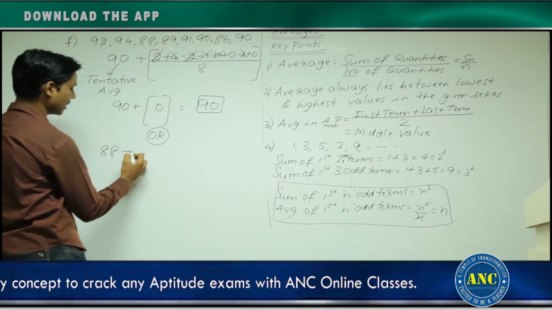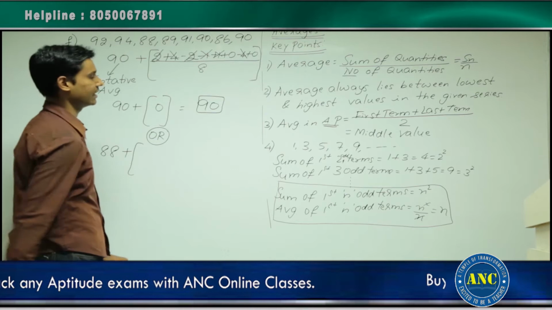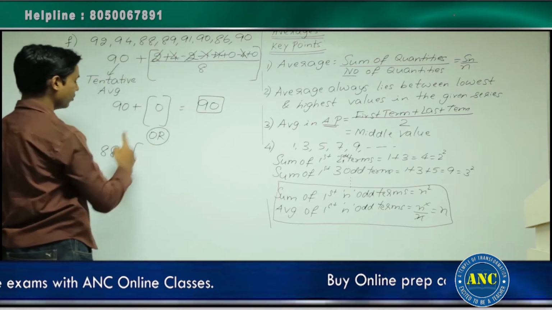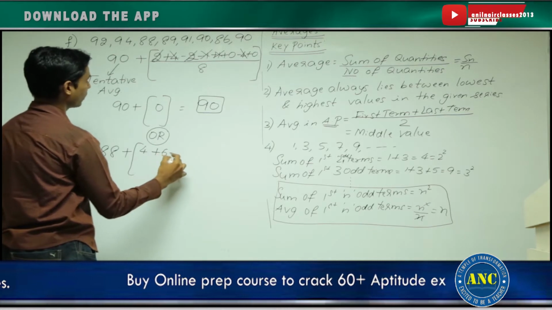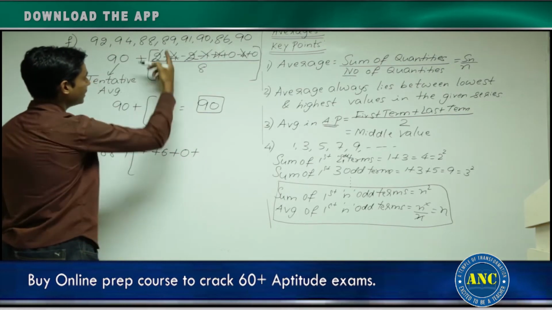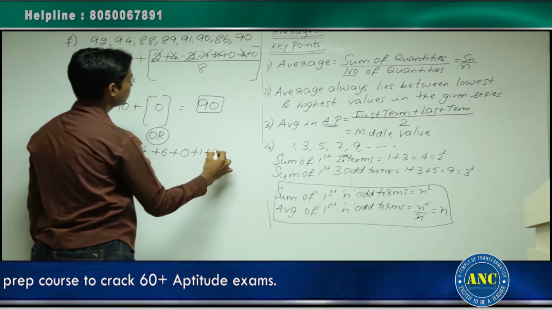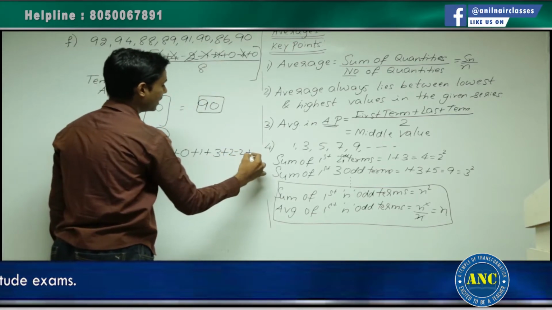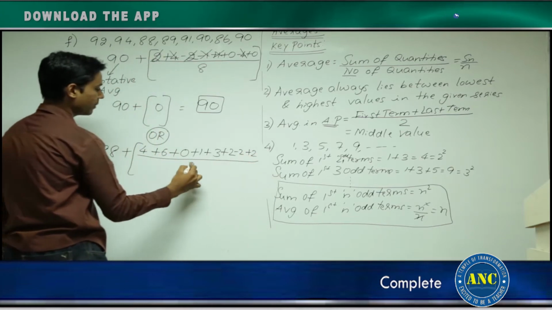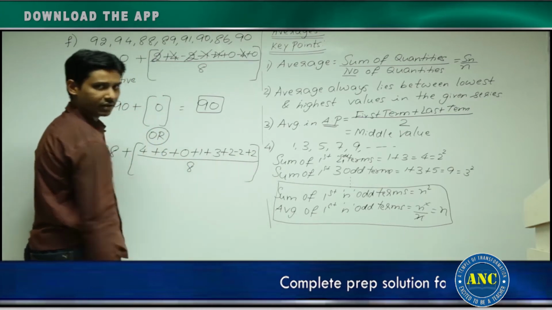Suppose if I assume the tentative average as 88, just compare each and every value with 88. 92 is 4 more than 88. 94 is 6 more. 88 is 0 more. 89 is 1 more. 91 is 3 more. 90 is 2 more. 86 is 2 less. 90 is 2 more. Whole thing divided by 8 terms.